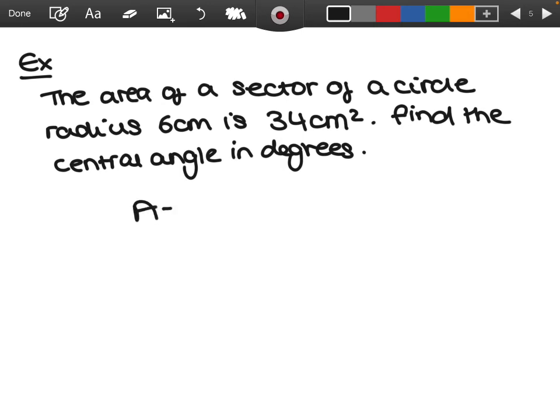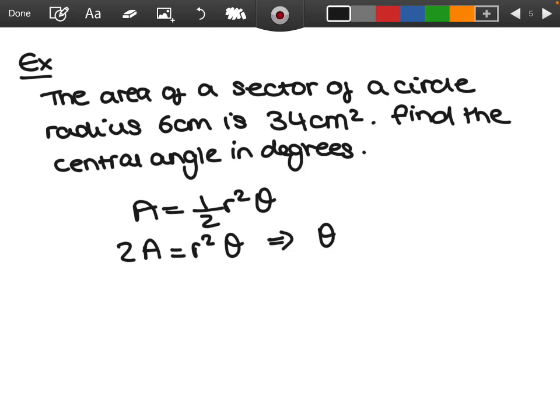So again, going back to our formula. This time we have to do some manipulation. We want to find theta. First thing I'm going to do is multiply both sides by 2. And then I've got to divide through by r squared. So that gives me theta is equal to 2a over r squared. So if I plug in what a was, 34.